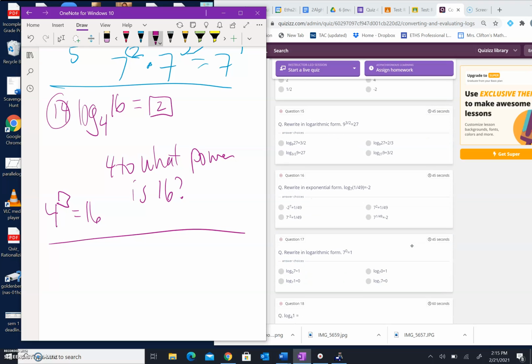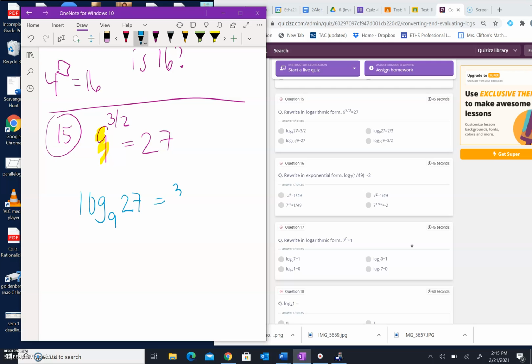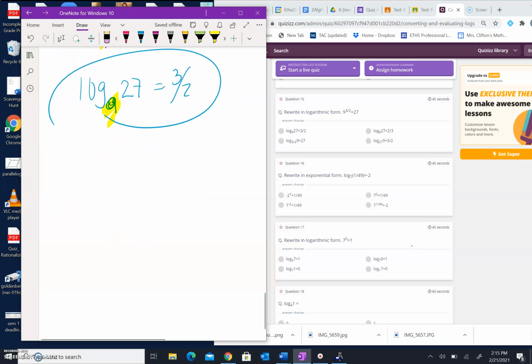It looks like we are now on question 15. To rewrite this in logarithmic form, this is 9 to the 3 over 2 is equal to 27. Remember, we've got our base. So log base 9 of our result, 27, is equal to the power of 3 over 2. Notice base of 9, right? 9 to the 3 over 2 is equal to 27. Okay, so our final answer, remember they wanted us to rewrite this, so the answer is like the whole thing. We're just rewriting it in a new form.